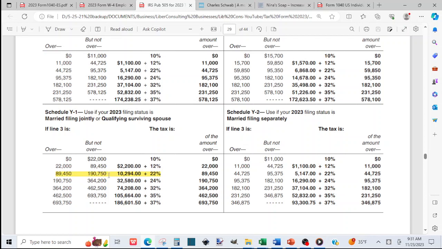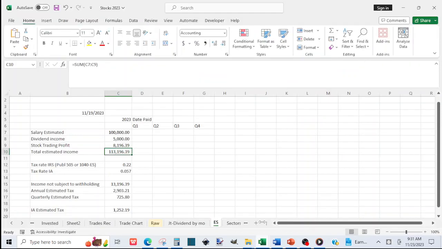Now, when you find the bracket, you look for the tax rate associated with that bracket, and that's the column the tax is, and that is the rate. So you take that rate and you put it on your spreadsheet. Now you know that your paycheck is getting taxed by your employer. Your employer is withholding taxes on your paychecks. Therefore, you do not worry about that.